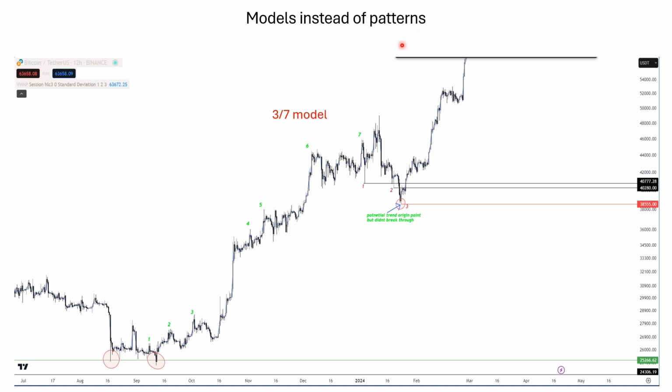We see it in the above example. 3 breaks against the main trend of the 7 breaks, giving us a 3 to 7 model. Trend origin point right here put in place, but price did not break it and then reversed from it immediately and started going long. So when trend origin points fail, they give us the exact bottom of the pullback, which can provide a very precise entry into the main trend.